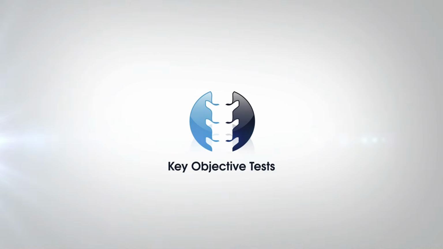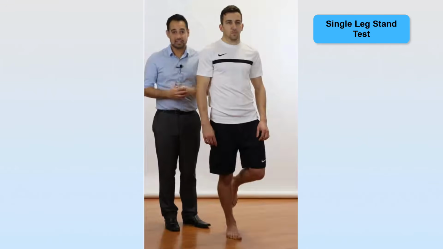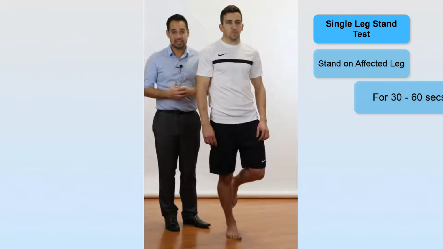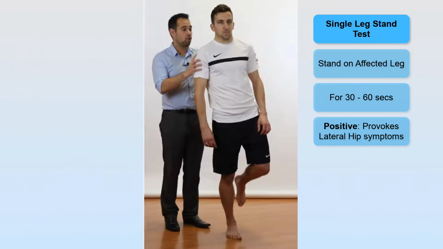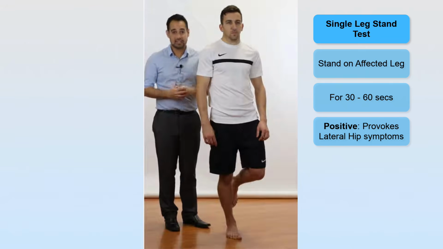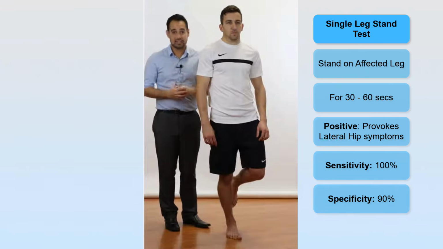So what can we use as a part of our physical examination, our objective testing, to rule in GTPS? Well, the first thing I always go to is a single leg stand test. So in this test, our patient is asked to stand on their injured leg for between 30 to 60 seconds. And the test is positive if doing this provokes their symptoms around their lateral hip. Now, one thing to make sure of is that they're standing in a nice central alignment. If you find that they're leaning to one side, we might correct them to make sure the test is accurate. This test is suggested to have 100% sensitivity and 90% specificity, so really good to use.